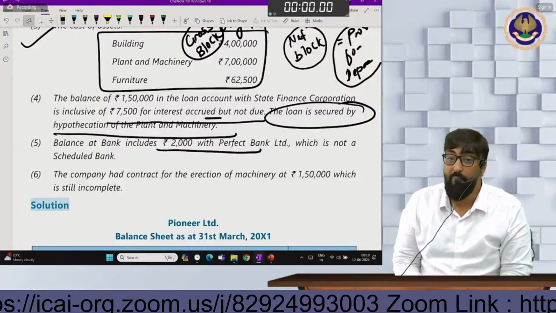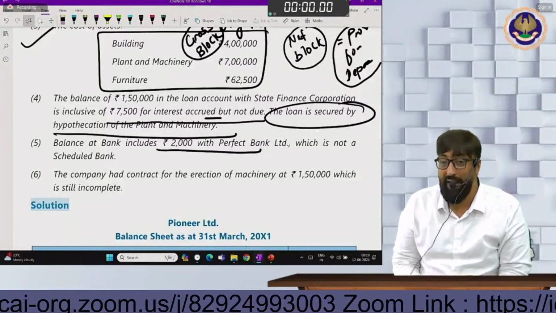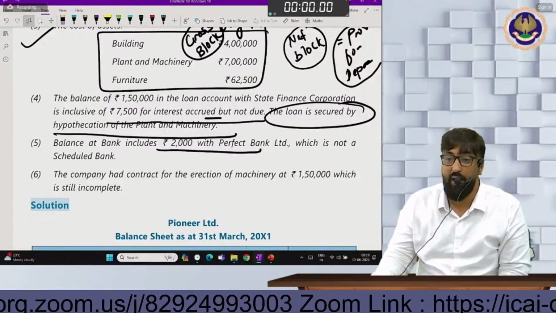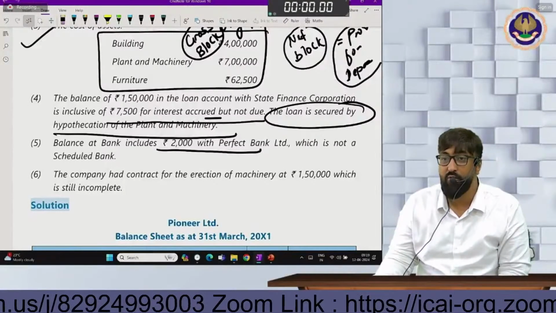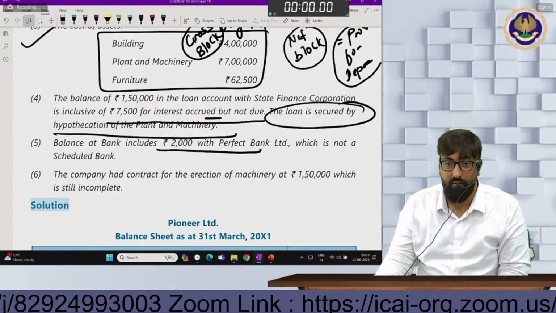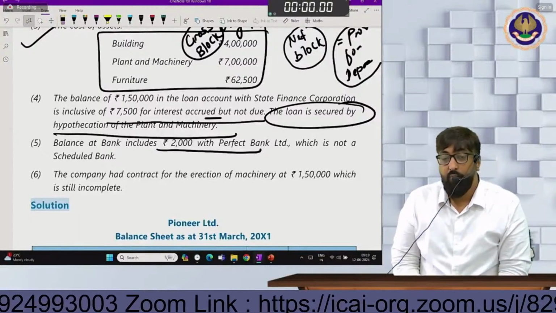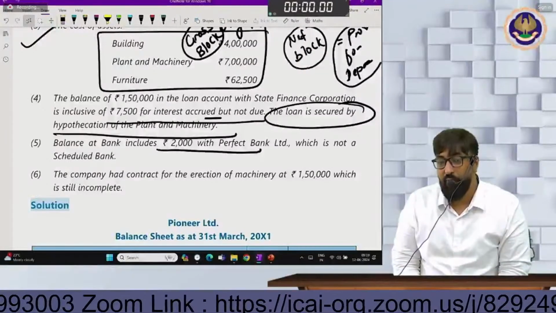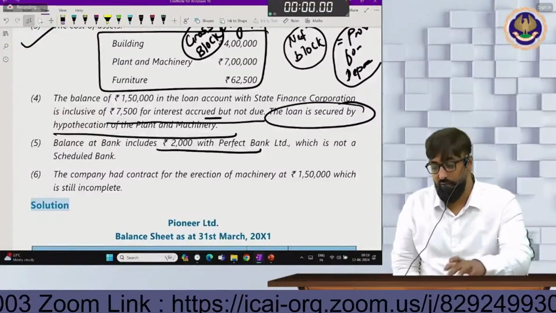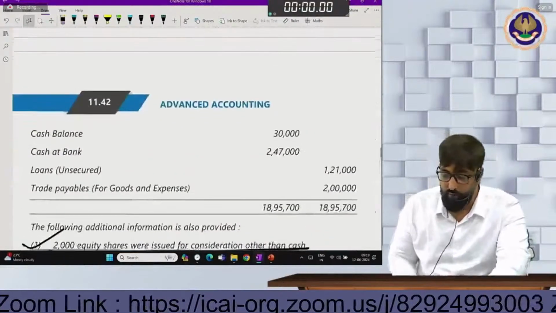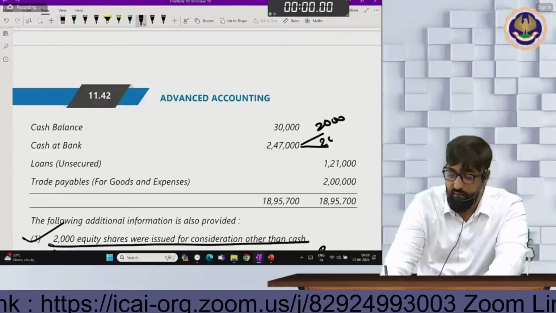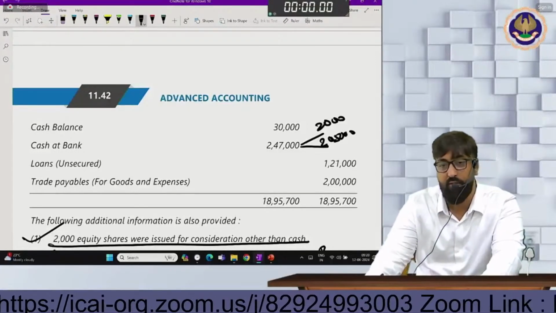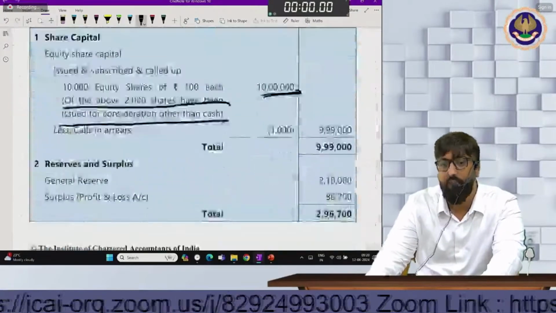Yes. Your bank balance, rupees 2000. Your bank balance rupees 2000 with Perfect Bank Limited, which is not a scheduled bank. Now see your bank balance. What is your bank balance? 2,47,000. So 2000 and 2,45,000. So only you have to write the note.